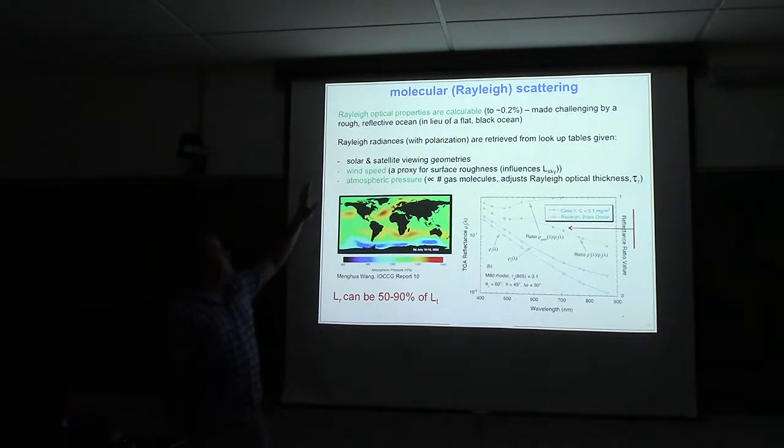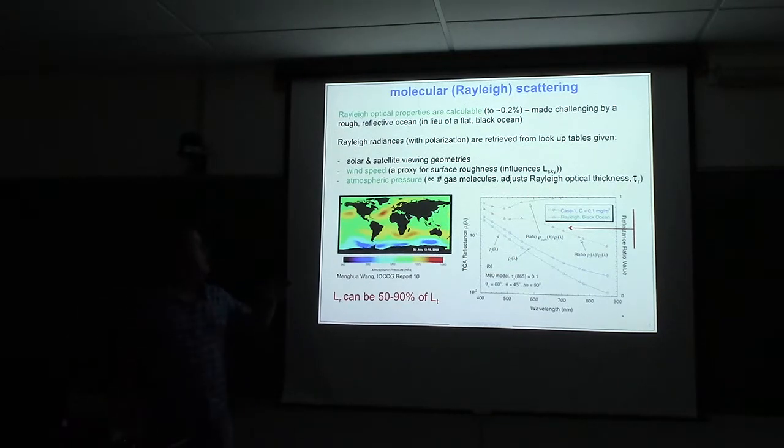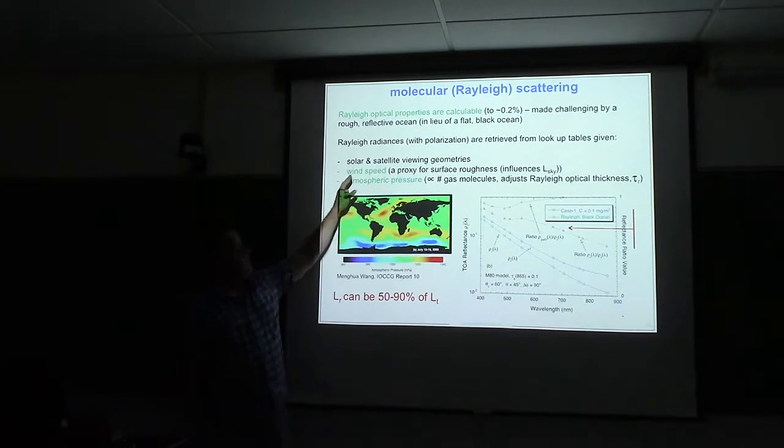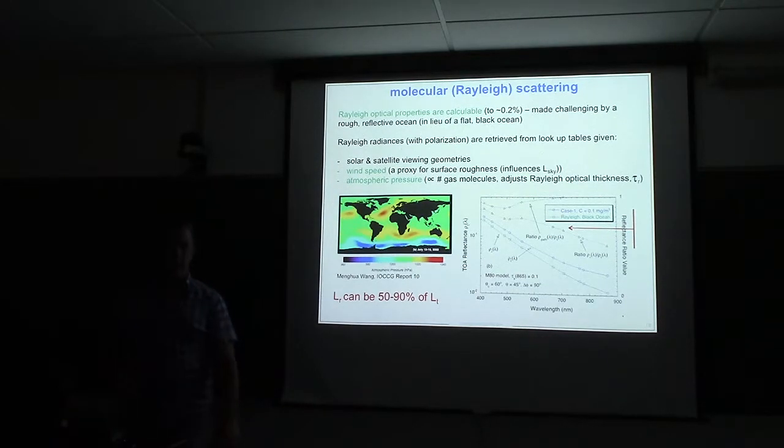And so we do know our satellite and solar viewing geometries to input into these tables, but we need a proxy for surface roughness. And in that case, we use wind speed. So here's ancillary data product number one, wind speed. We have to get wind speed from somewhere else.